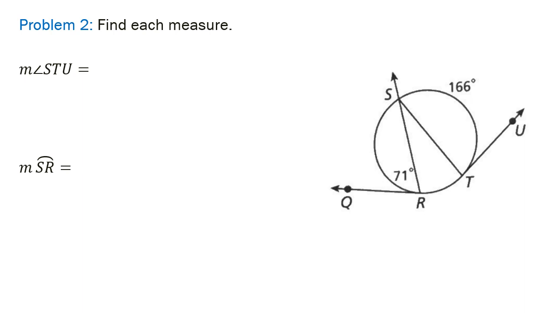All right, so find each measure. The first one they'd like us to find is the measure of STU. So they want us to find this angle right here. This is the one they want us to get. So we'll just call it X degrees. Well, they give us the arc from S all the way to T being 166 degrees. So its inscribed angle would be half of 166. So that's 83 degrees.